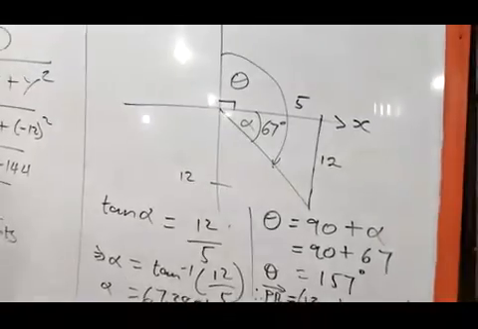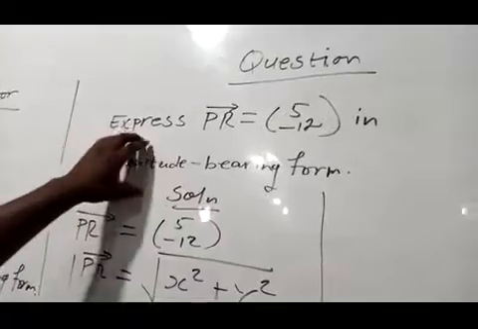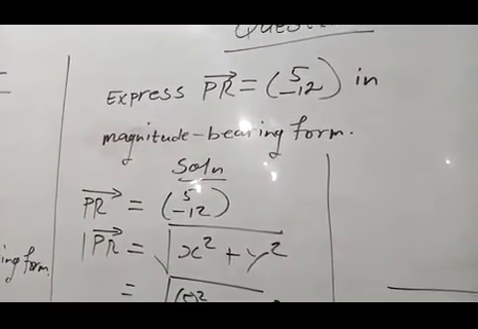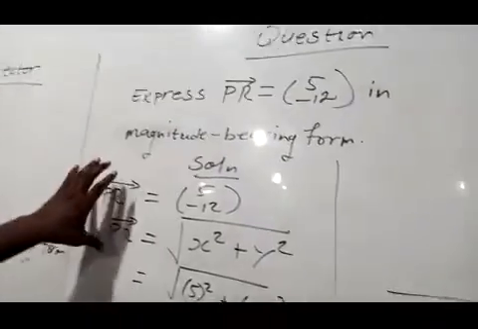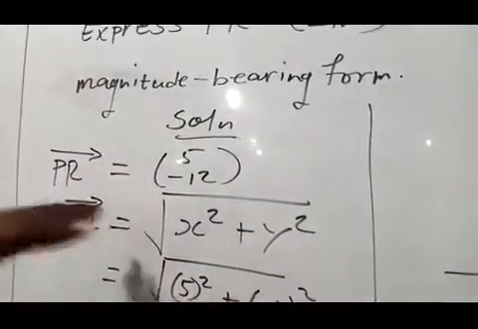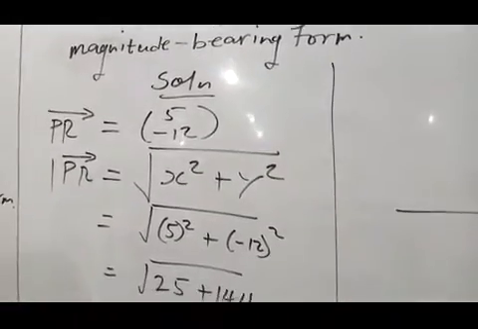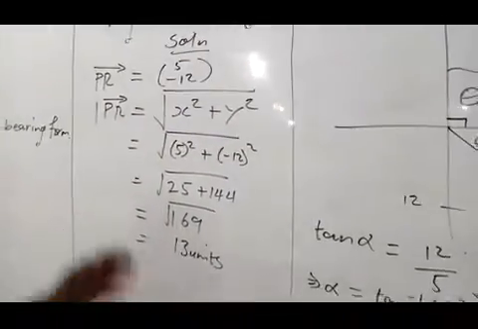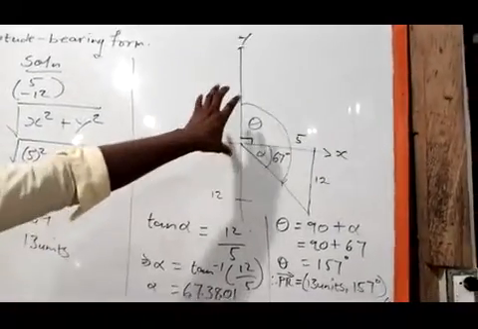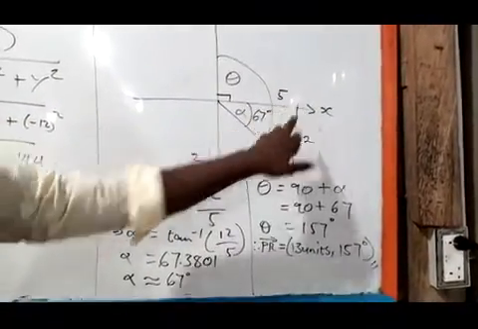Like I said from the beginning, you have this question to write in the magnitude-bearing form. You can choose to do the magnitude first or the bearing first. Whichever one you do first doesn't really matter. Starting with the magnitude, we have this as the formula: square root of x squared plus y squared, and then you go ahead to get your answer as 13 units, as I have done there. Then you move on to getting the bearing. You first represent this on the Cartesian plane, so that is what we had as the 5 here and then the 12 here.